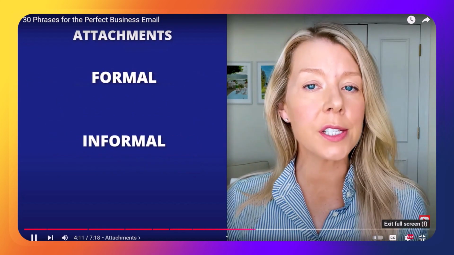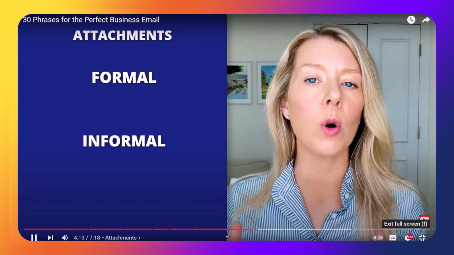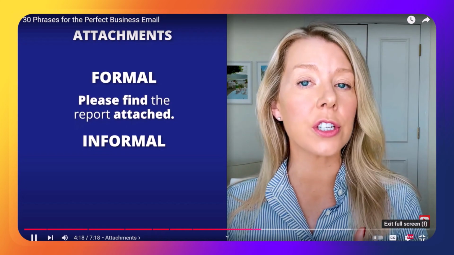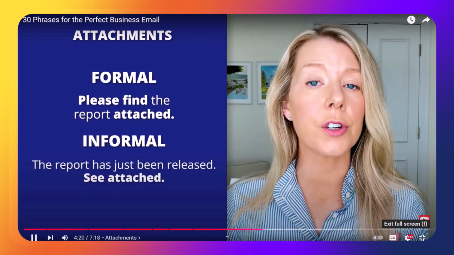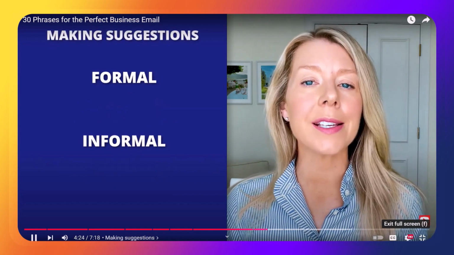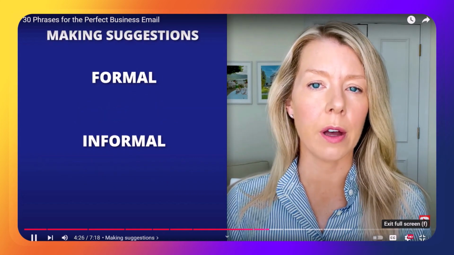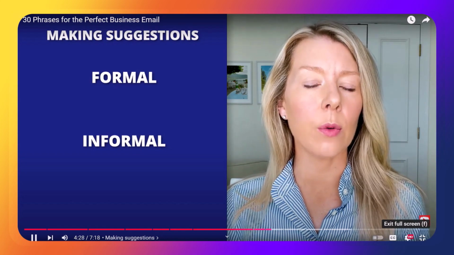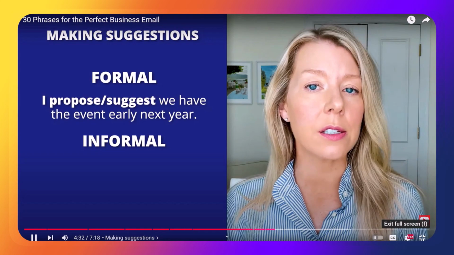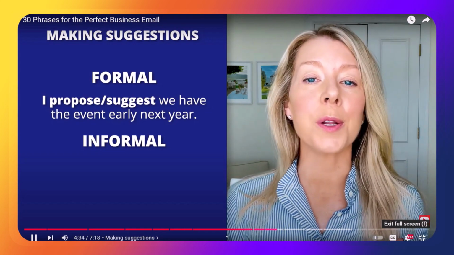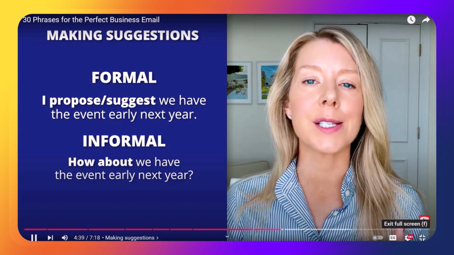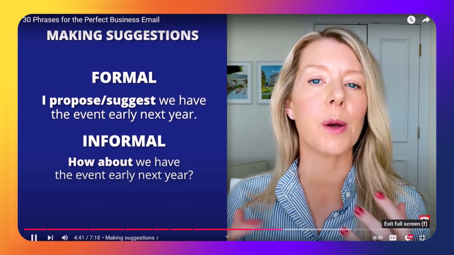If you're attaching something to your email, the most formal way to express that would be please find attached. Or you can just refer to what you're attaching and then just say see attached. If you need to make a suggestion in your email, the most formal way to do that would be to say I propose or I suggest. Or less formally, you can begin with how about. That would be appropriate if you're talking to somebody on your team, for example, or somebody that you work with pretty closely.